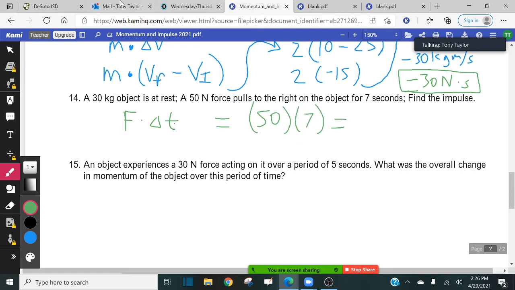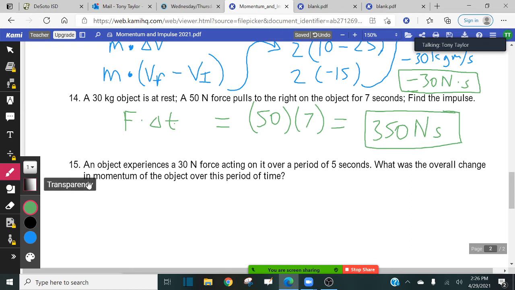So guys, on some of these problems, they're going to give you extra information. For example, they told you the mass was 30 kilograms, and they ask you to find the impulse. As long as they give you force and time, you can easily find impulse, irrespective of what they give you for the mass. So as long as you know force and time, you have all the information to find impulse. So force in this case is 50 multiplied by 7, which gives me 350 Newton seconds for my impulse.